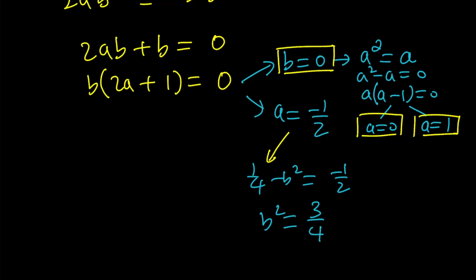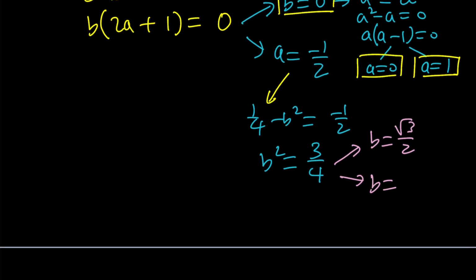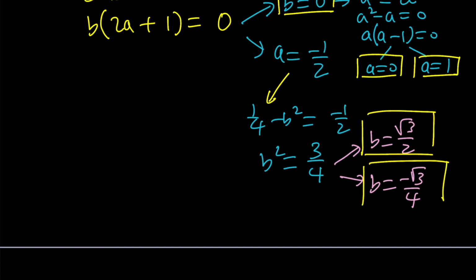And from here, we're supposed to get two b values. B is equal to root 3 over 2, or b is equal to negative root 3 over 2. Again, let's go ahead and box all of these results, and then we're going to talk about it. So where does this come from? From a equals negative 1/2.